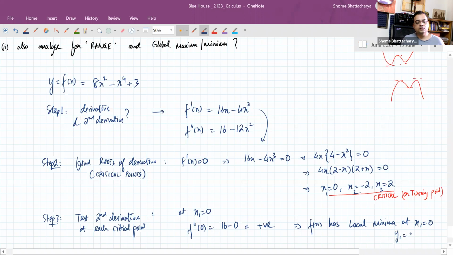And what will be y1? It will be f of 0. So substitute in f the value of x as 0. So it will be 3. So the value of that local minima is y equal to 3, but it occurs at the point x equal to 0.